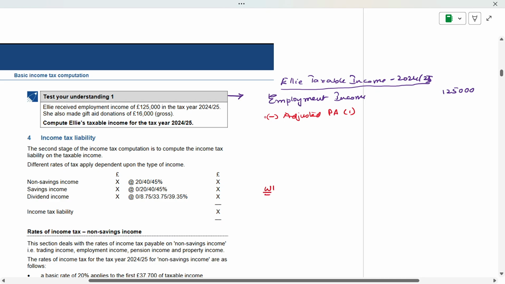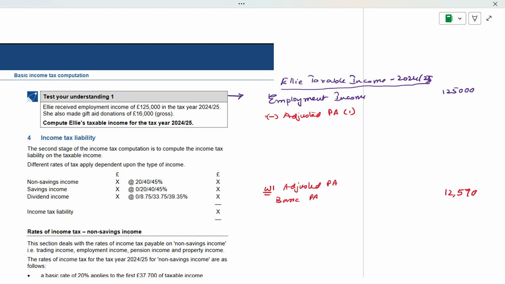How much is the personal allowance given? Working one: adjusted personal allowance. What is the basic personal allowance? The basic personal allowance is 12,570. Now, they have given gift donations of 16,000. This is the employment income. We don't have any other income.